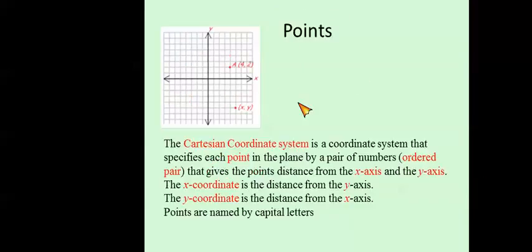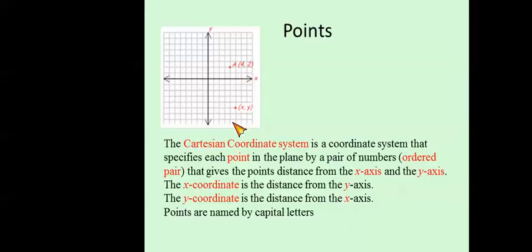This coordinate system specifies each point in the plane by a pair of numbers called an ordered pair. Each point has an x-coordinate and a y-coordinate. We put them in alphabetical order, x, y. The x-coordinate is the distance from the y-axis, or in the x direction, and the y-coordinate is the distance from the x-axis, or in the y direction.